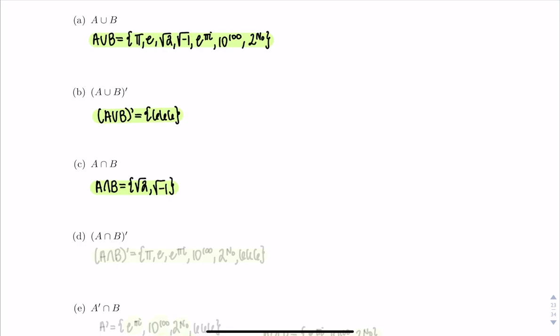For part D, we're just going to find the complement of the set we just found. So that's everything outside those two numbers. So that would be pi and e to the pi i and 10 to the 100 and 2 to the funky NO and 666.